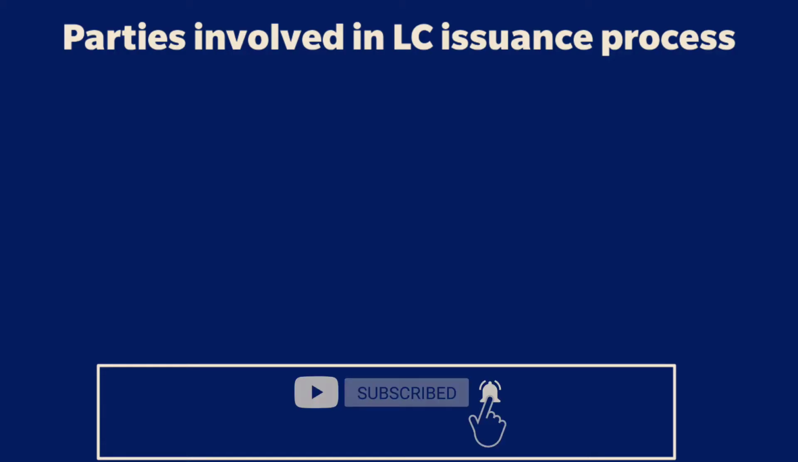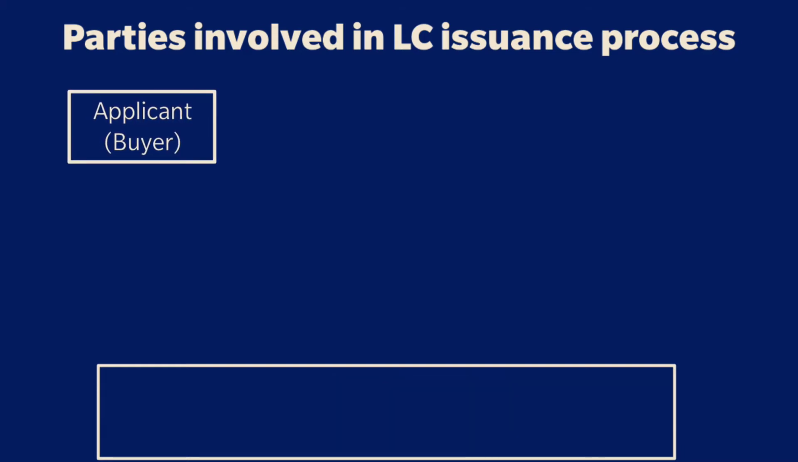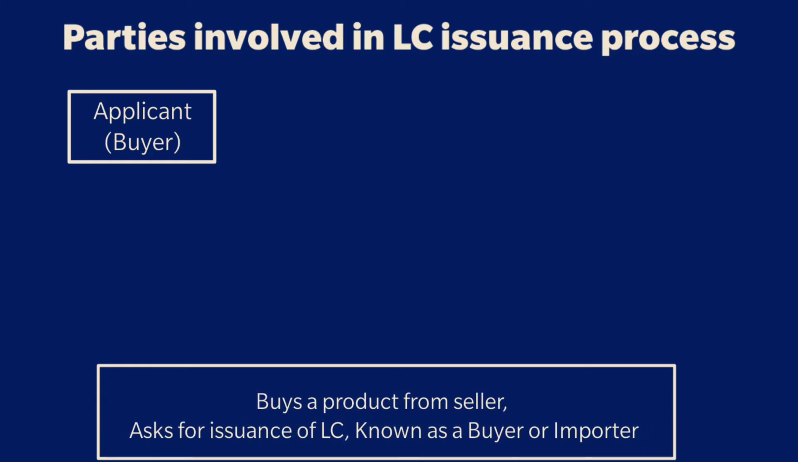There are various parties involved while issuing the LC and while settlement of LC also. They are as follows. Applicant. Applicant is the one who is willing to buy goods from a seller and requests a bank for issuance of LC. They are also known as a buyer, or in international trade, they are also known as an importer. Bank issues the LC on behalf of this.